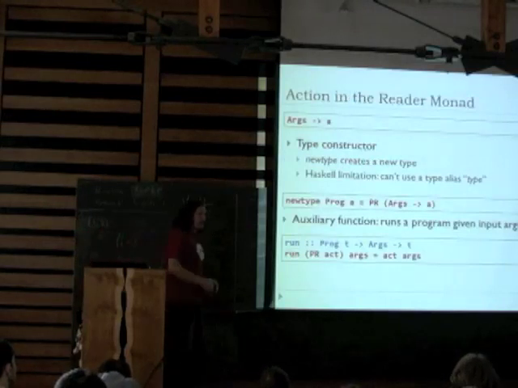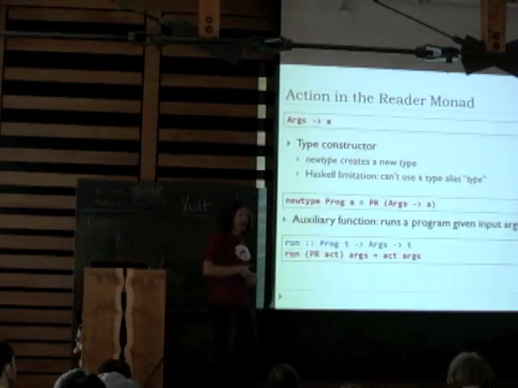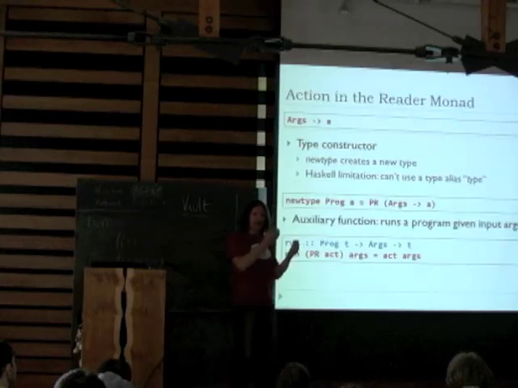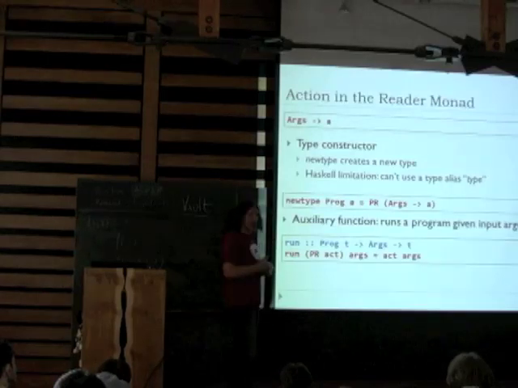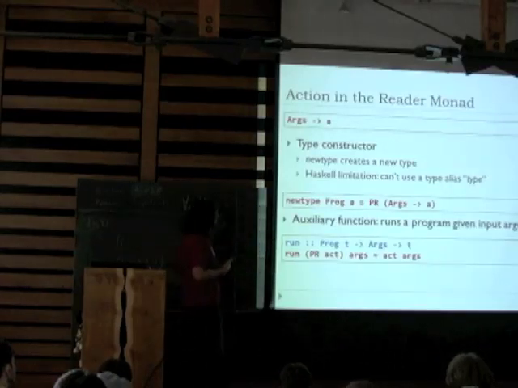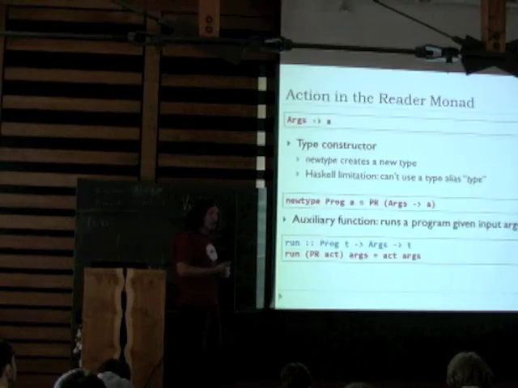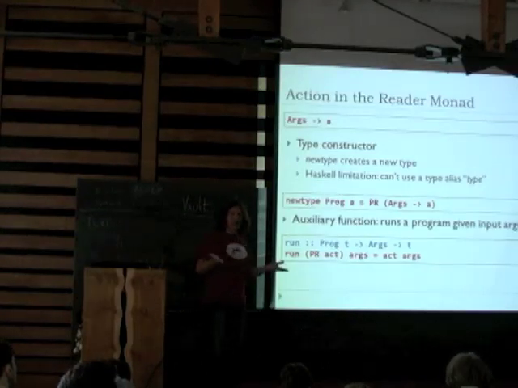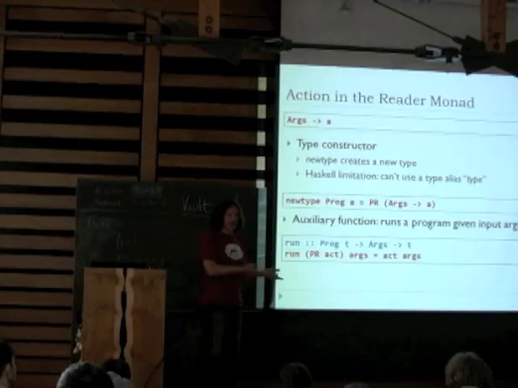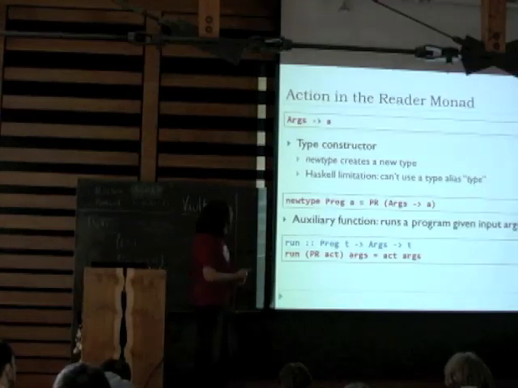An action in the reader monad. You remember an action in the state monad, that was something that takes state and returns a tuple, modified state and some value. Here I don't have to return the state, so the action is even simpler. It takes arguments, give me the arguments, I return you a value. So it's sort of like evaluating an expression. Give me the two arguments, I'll give you the value.